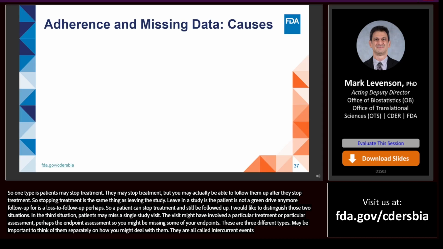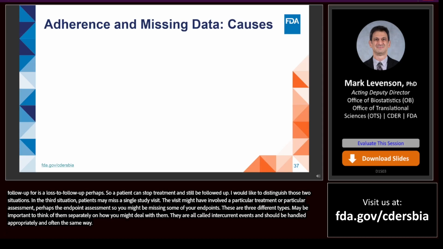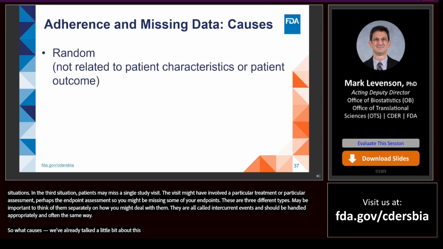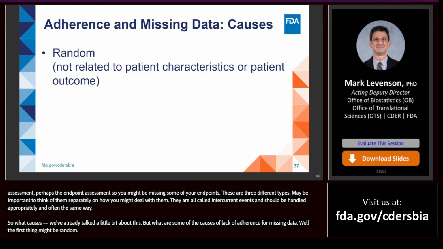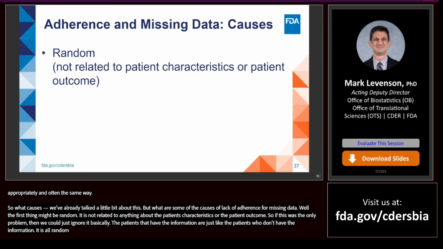So what causes, I've already talked a little bit about this, but what are some of the causes of lack of adherence or missing data? Well, the first thing might be random. So it's not related to anything about the patient's characteristics or the patient outcome. So if this was the only problem, then we could just ignore it, basically. The patients that have the information are just like the patients who don't have the information. It's all random. We could just use the patients where we have the information. We would lose sample size, but we wouldn't create any bias.